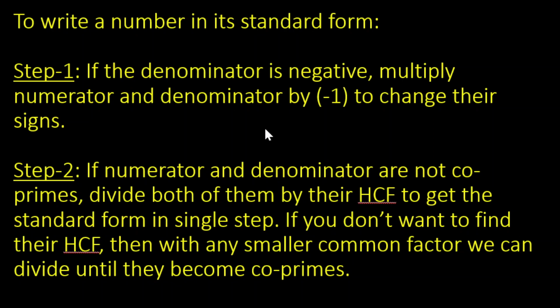Let us discuss this method with some examples. 5 by 7. 5 and 7 are co-primes and denominator 7 is positive. So it is already in the standard form. So no need to change this. Minus 4 by 9. We are not considering signs, so let us consider 4 and 9. 4 and 9 are co-primes and denominator 9 is positive. So this is also in standard form. So no need to change this.